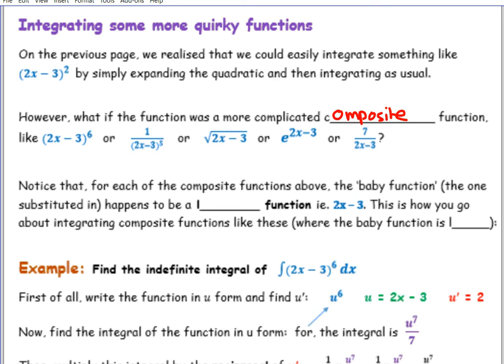Or something like e to the power of 2x - 3. Everyone who finds difficult stuff hard, you guys probably want to listen to this. Maybe young people can do that. Okay, 7 over 2x - 3. 7 over 2x - 3.